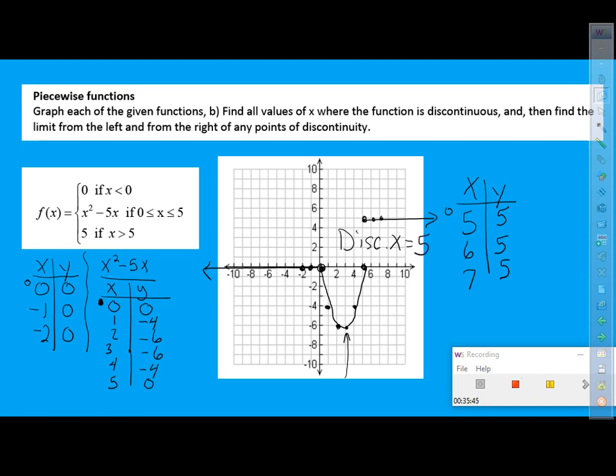So guys, that's section 3-2. A lot of review, but it's different because we threw in limits, we threw in domain, range, well, no range, but we threw in continuity.